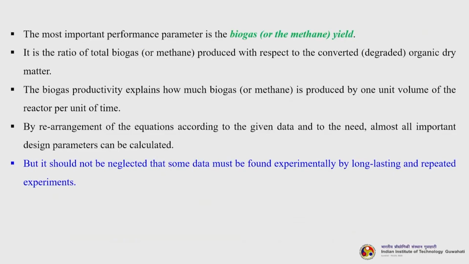The most important performance parameter is of course the biogas or the methane yield. It is the ratio of the total biogas produced with respect to the converted organic dry matter. The biogas productivity explains how much biogas is produced by unit volume of the reactor per unit amount of time.